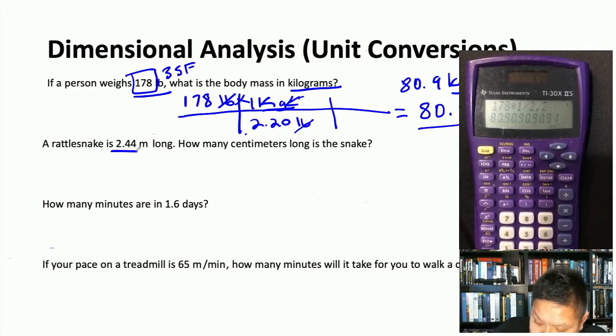Anyway, you have a rattlesnake, and it is 2.44 meters long.